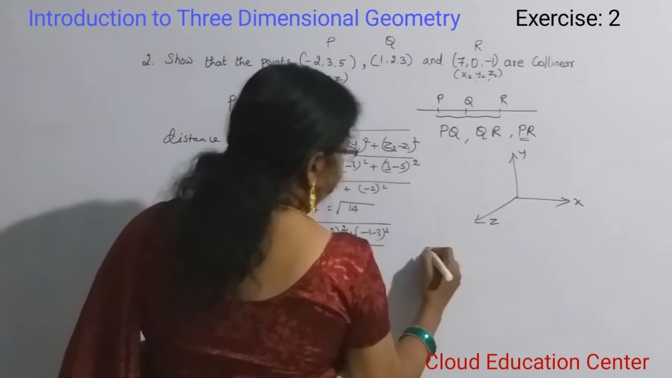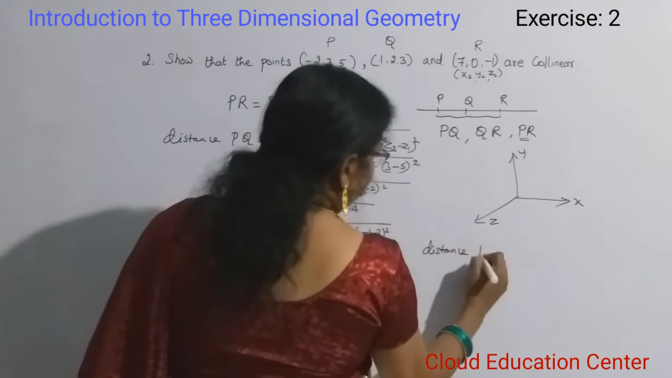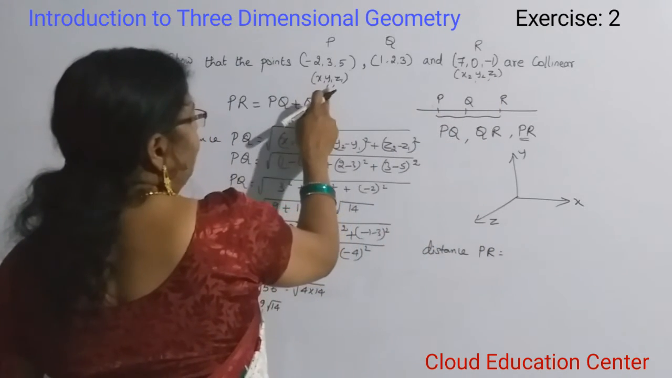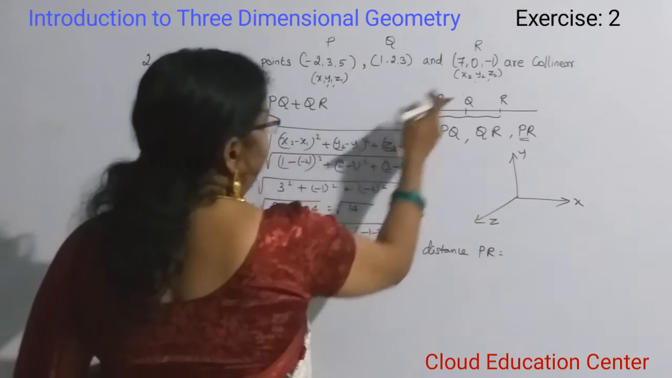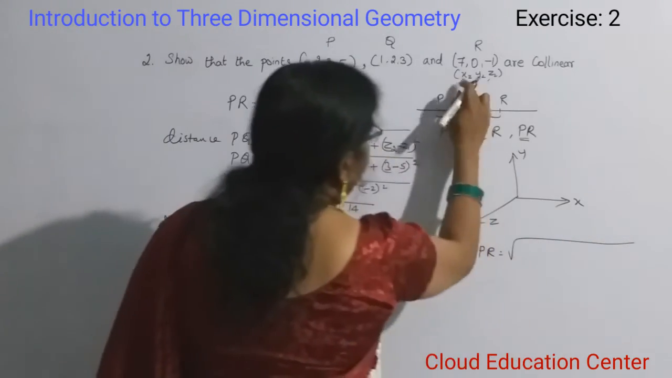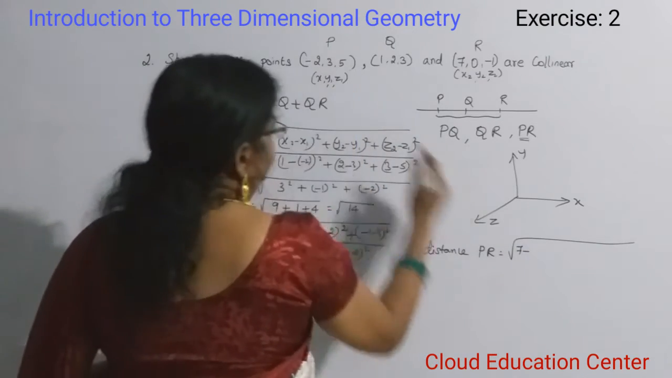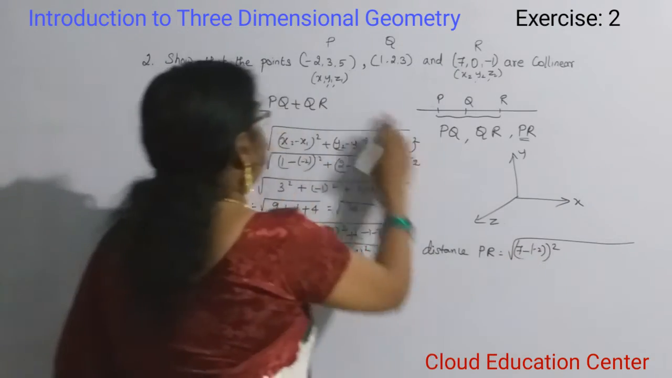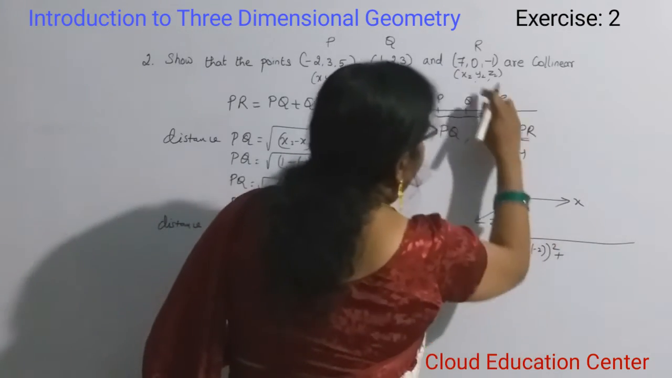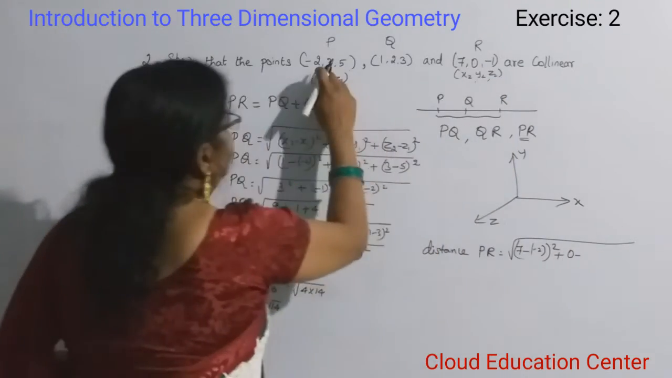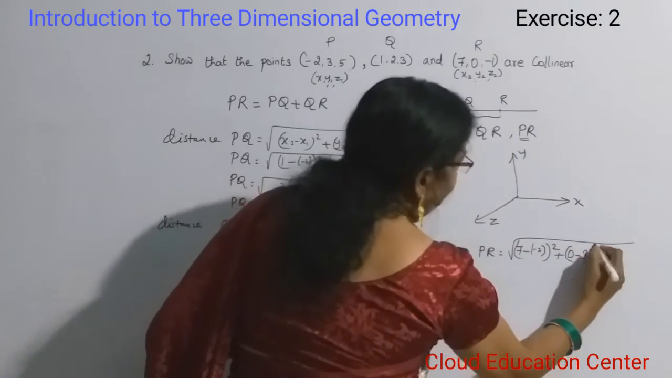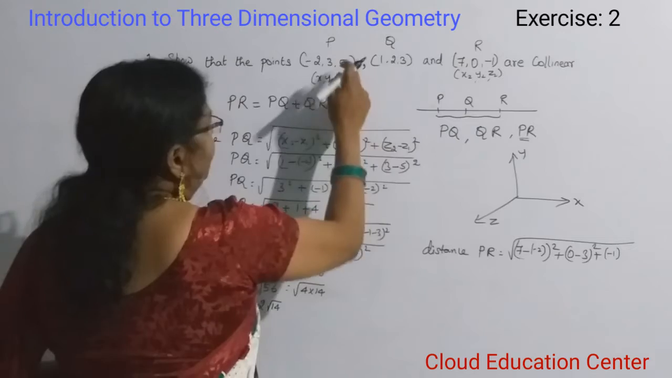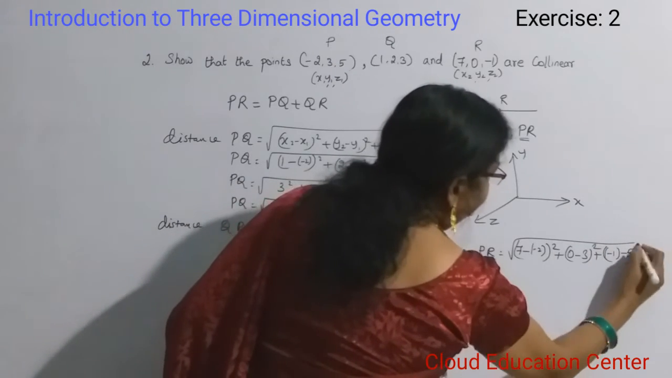Now we will find the distance between the PR points. Here this is x2, y2, z2 and that we are taking as x1, y1, z1. We are using the same formula. x2 is 7 minus 2 the whole square. Here this minus is the formula's minus and this minus is the value's minus, plus y2 which is 0 minus y1 which is 3 the whole square, plus z2 which is minus 1 and z1 which is 5, so minus 5 the whole square.